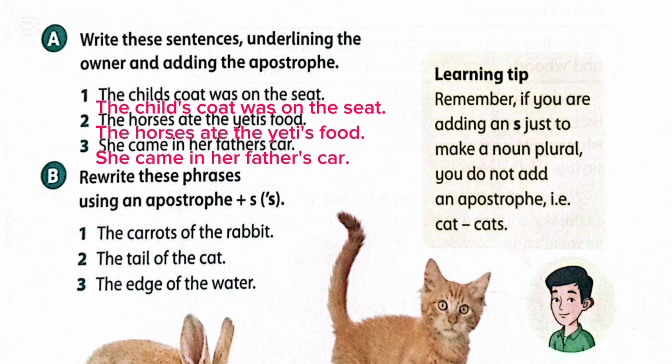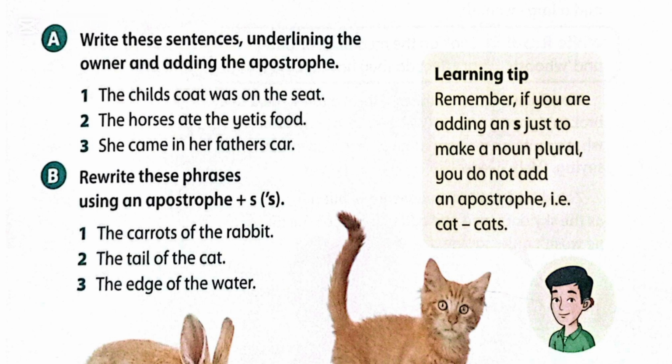Next sentence is: she came in her father's car. So the owner of the car is the father. So we put the apostrophe before the letter S, and this is the rule: for words that have S at the end, we don't put an apostrophe and write the S again. We just put the apostrophe before the letter S. So here we write it like this: she came in her father's car.